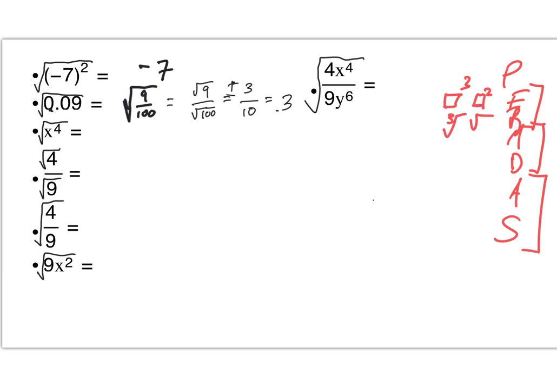All right. Square root of x to the 4th. Looking at what two things multiply to give me x to the 4th that are the same.